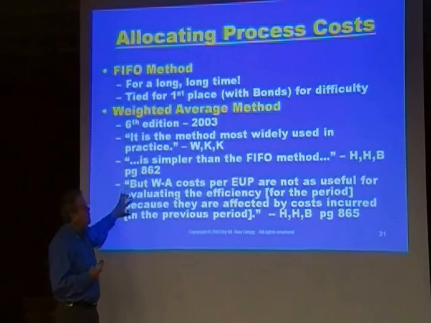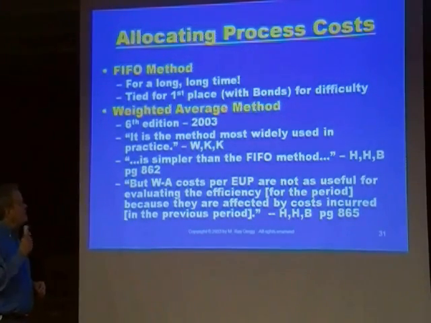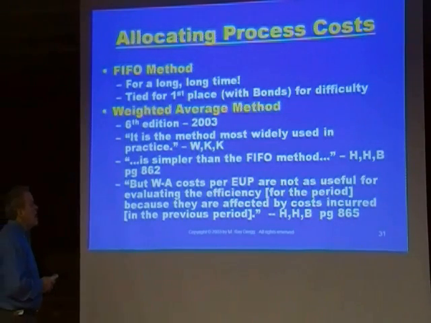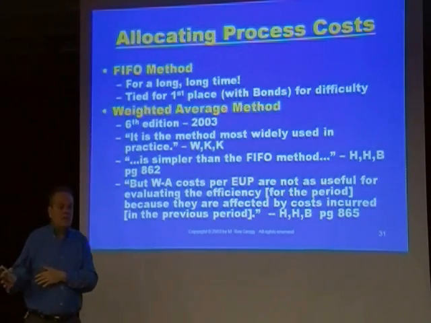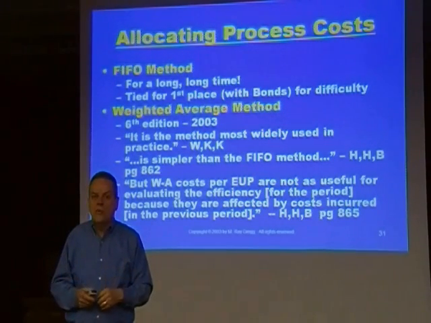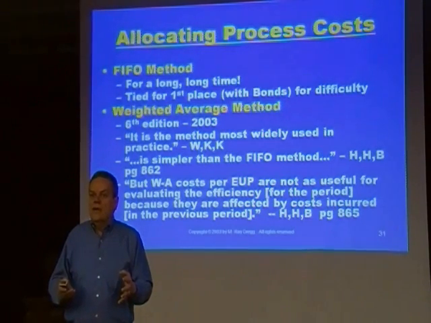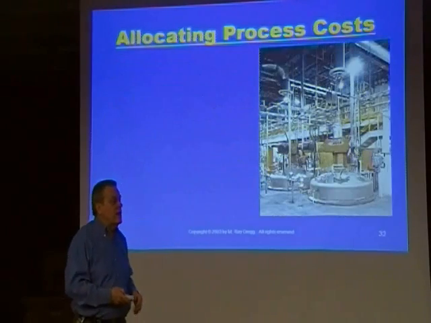And in that same textbook, here's my opinion too. But the average cost method per unit are not as useful for evaluating the efficiency because they are affected by cost incurred in the previous period. And you saw that on the arrows that I used a moment ago to make my point. We're not as accurate. It accomplishes a system good enough that we can allocate costs.